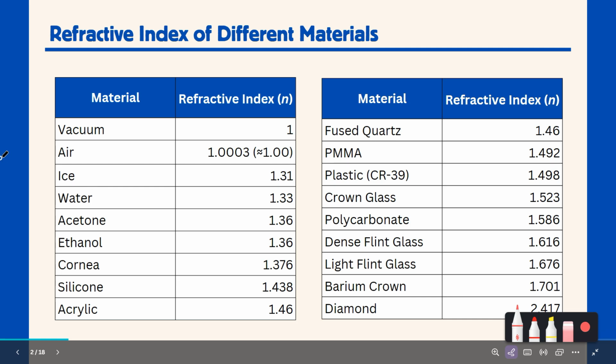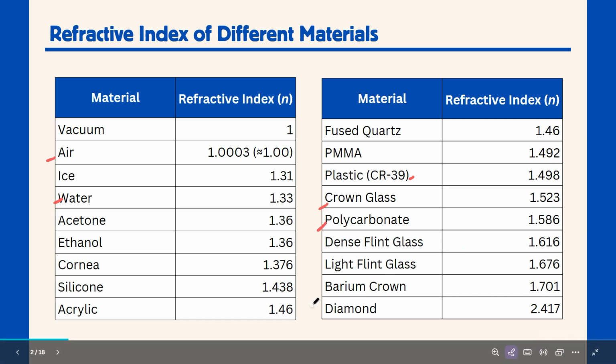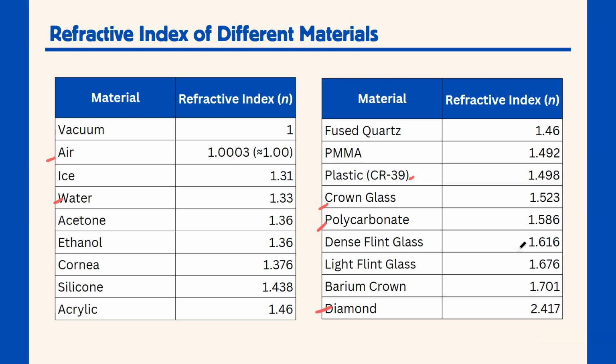What I want you to look at are the values for the air, the water, the CR39, the crown glass, polycarbonate, maybe the flint glasses, and then the diamond. I told you to look at these because these are the common values that are always used in the examinations about Snell's law. If you can memorize or familiarize yourself with what is presented right now, that would be great.